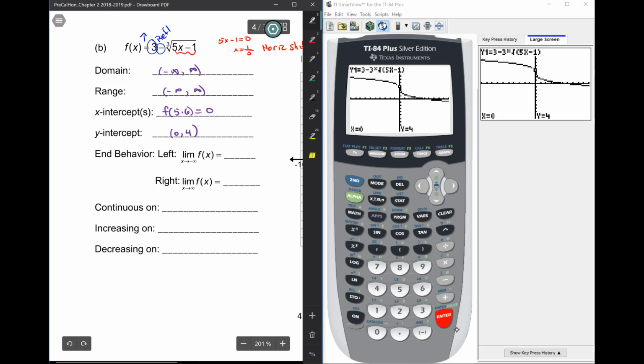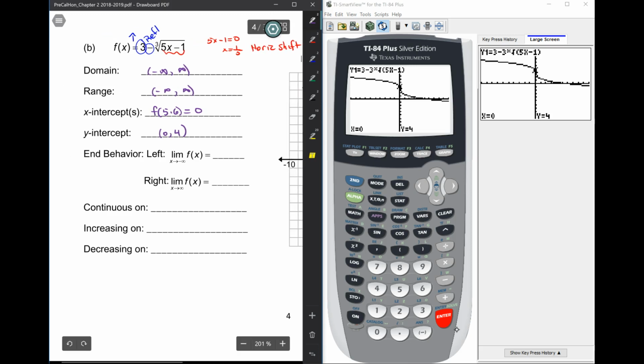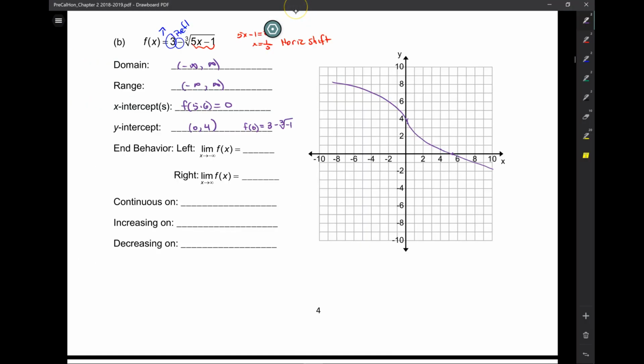You would plug in x equals 0. Okay, so if you were to plug in x equals 0, f of 0 would be 3 minus cube root of negative 1. That's 3 plus 1, which is 4. Okay, end behavior. As x approaches negative infinity, this goes to positive infinity. And here it's negative infinity.